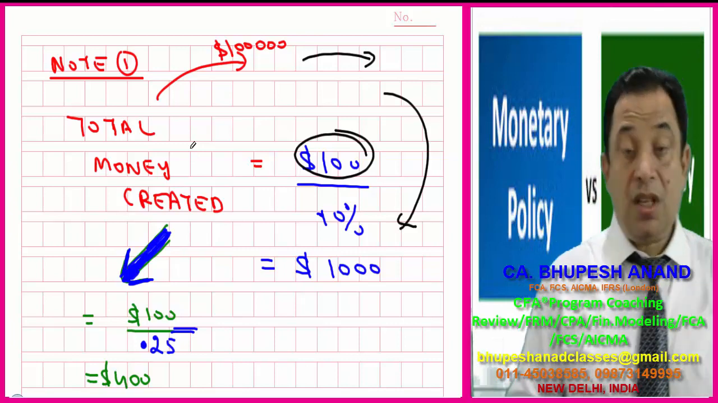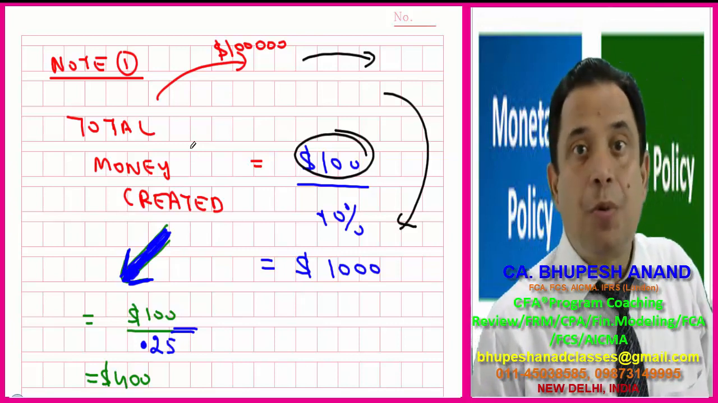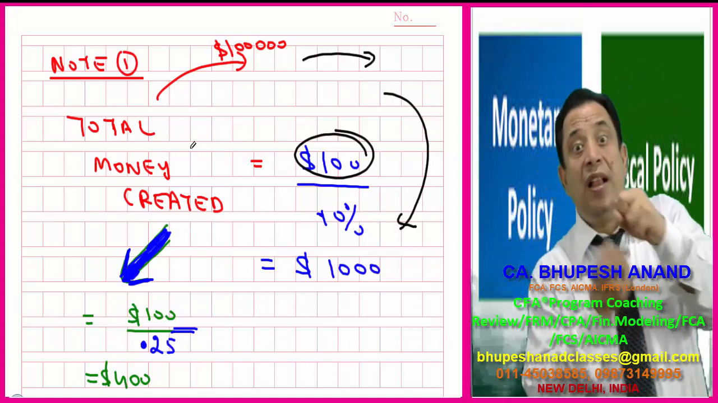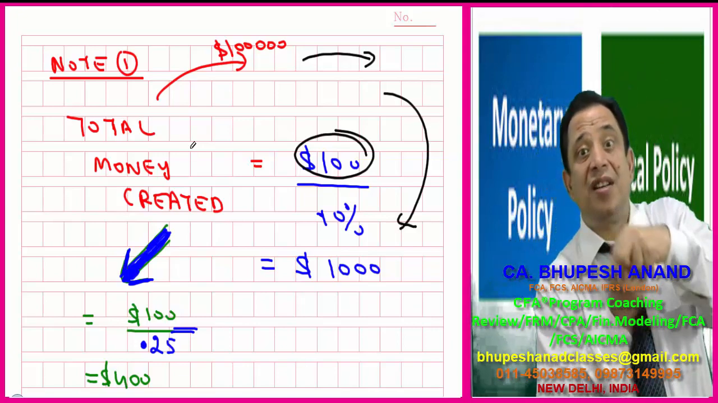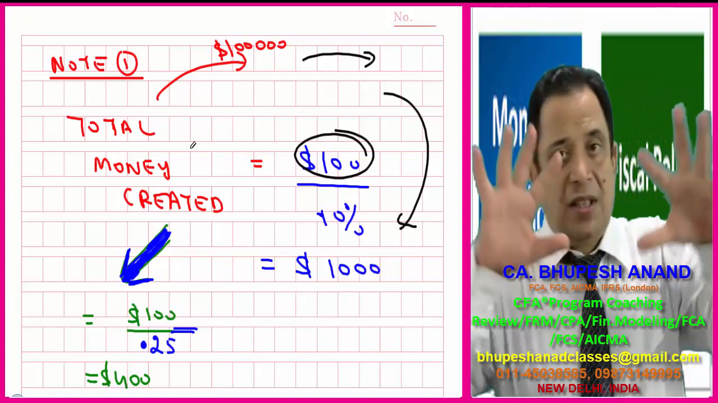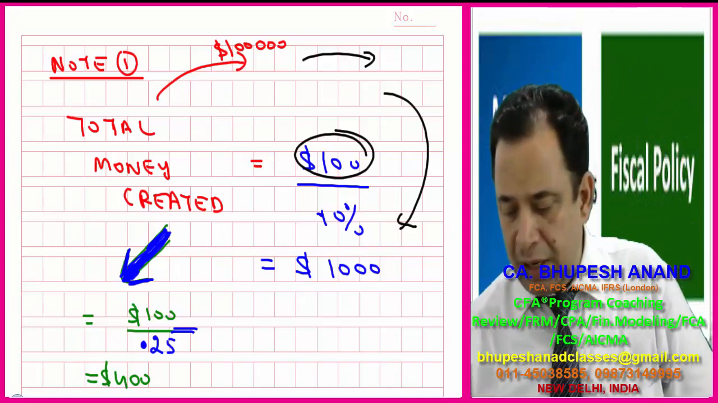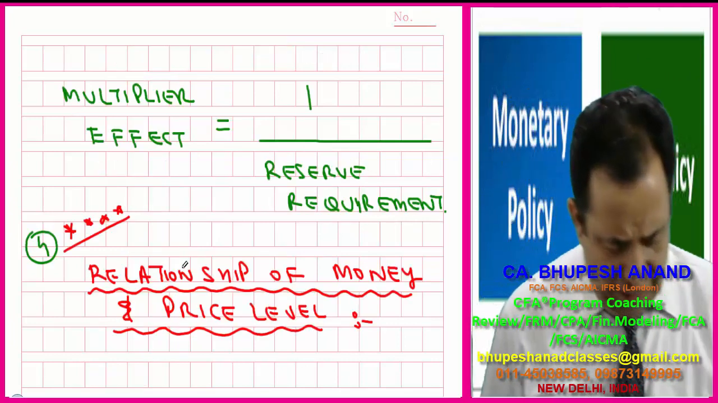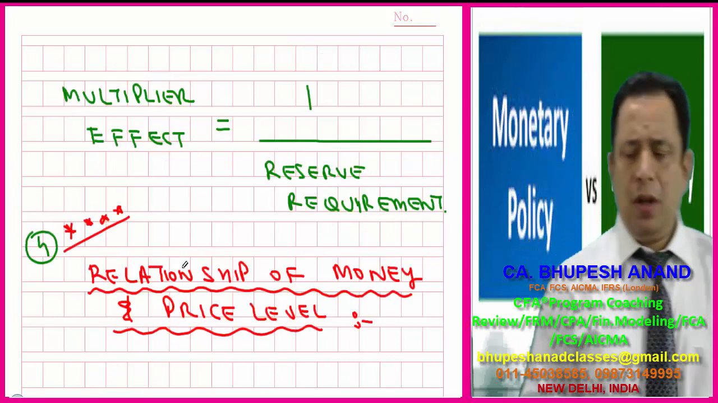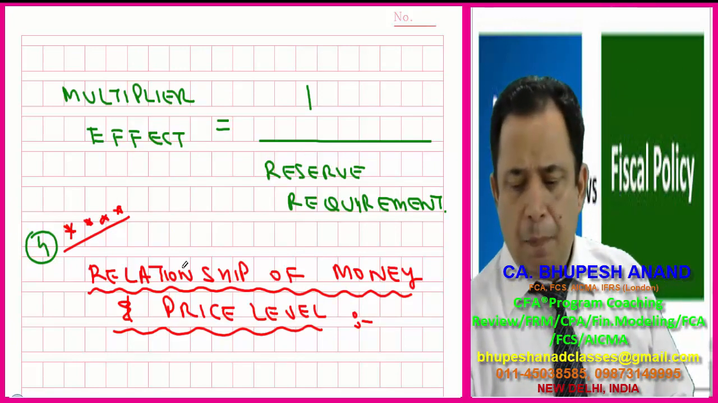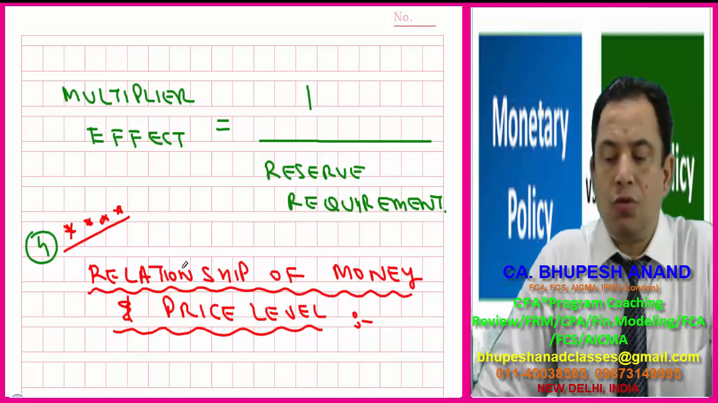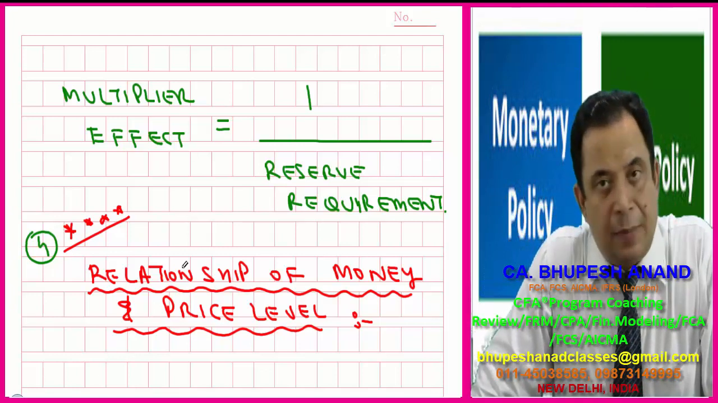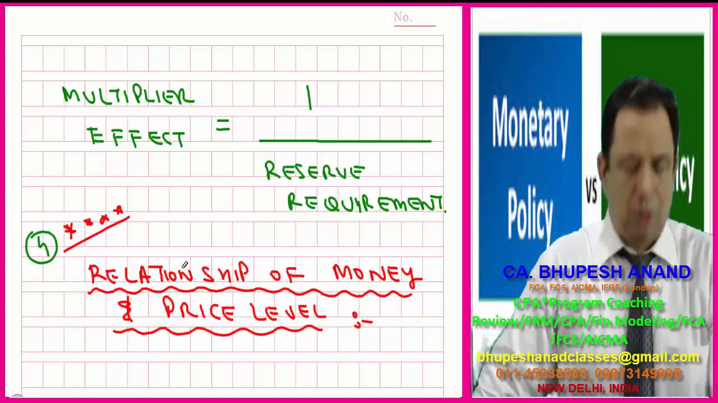You're getting a point. So this is named as money creation process. When I say money creation process, it comes from the fractional reserve banking system. So this first aspect I have told you regarding money. Just firstly write down this formula: multiplier effect is equal to 1 upon reserve requirement, which I have just calculated also.